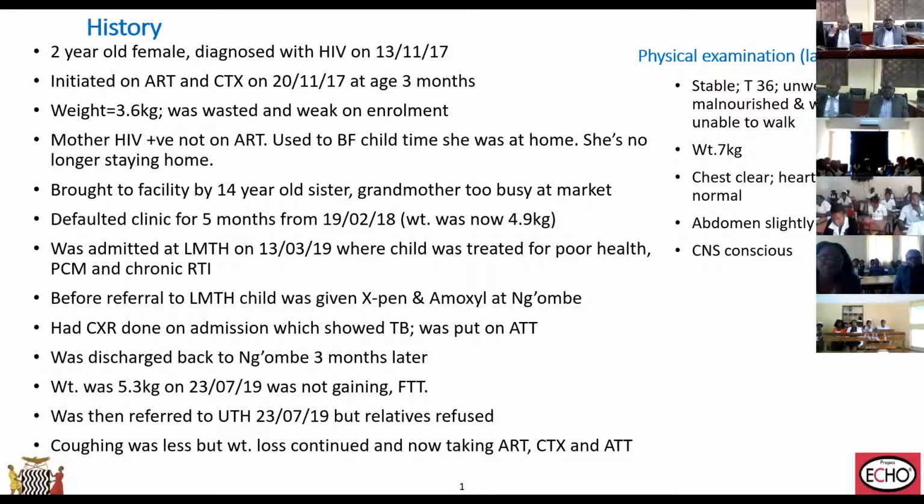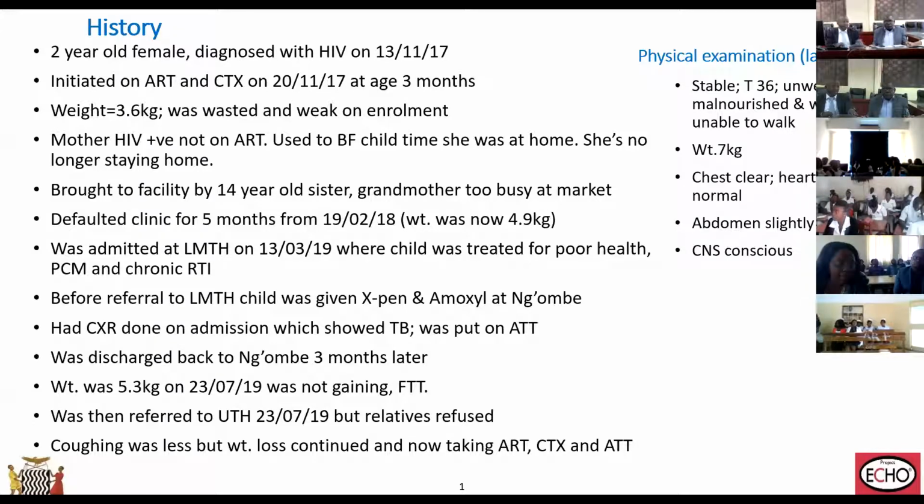I'm going to present a case from Ngombe. We're going to look at the history. It's a 2-year-old female diagnosed with HIV on the 13th of November 2017, initiated on ART and CTX on the 20th of November 2017. This child was 3 months then. The weight on initiation was 3.6 kg, and she was wasted and weak on enrollment.